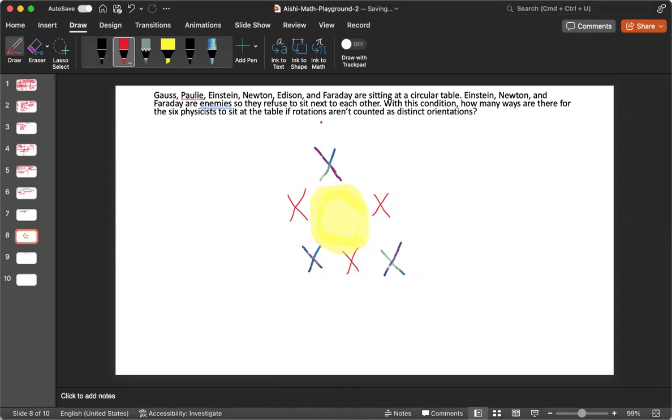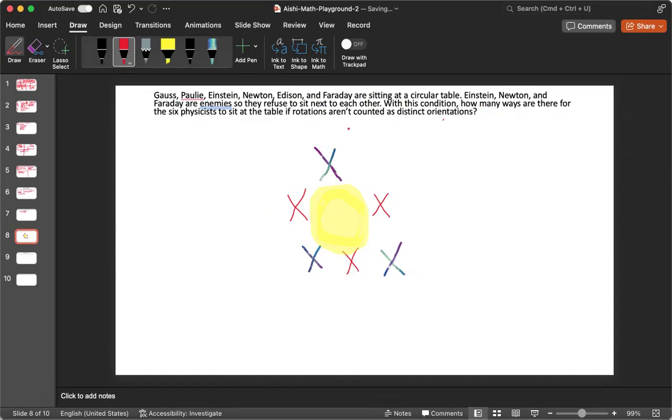So far, we've done simple questions, but now let's move on. We can now try with a circle. Gauss, Pauli, Einstein, Newton, Edison, and Faraday are sitting at a circular table. Einstein, Newton, and Faraday are enemies, so they refuse to sit next to each other. With this condition, how many ways are there for the 6 physicists to sit at the table if rotations aren't counted as distinct orientations?